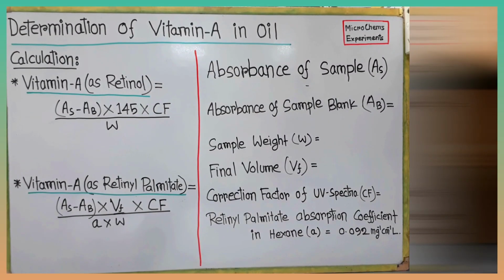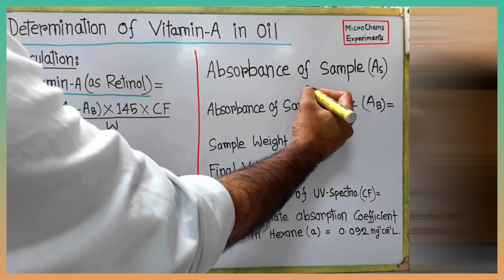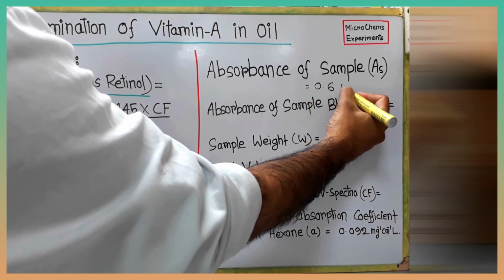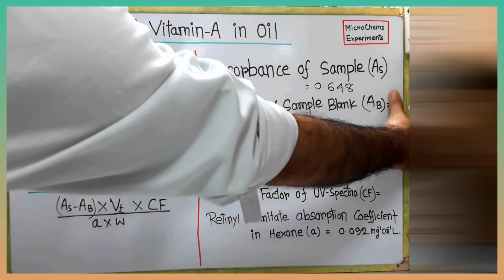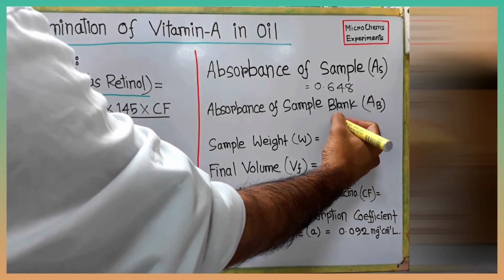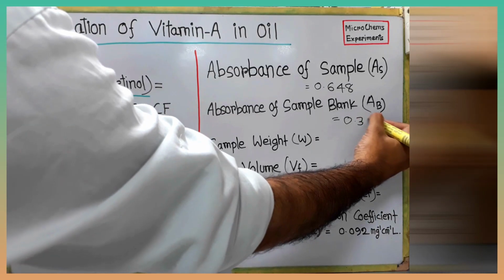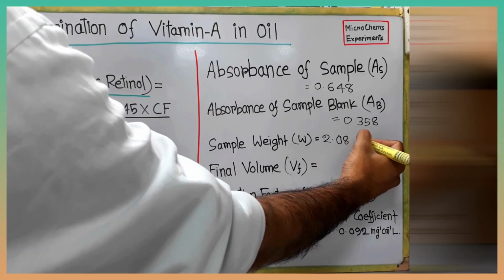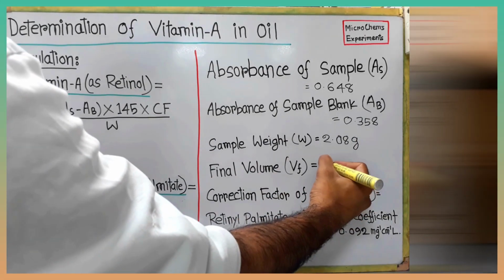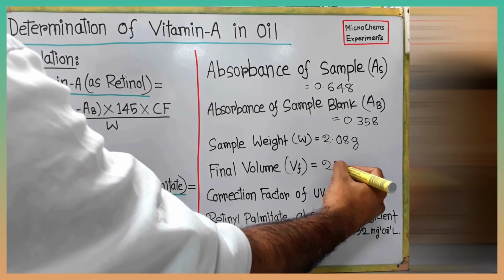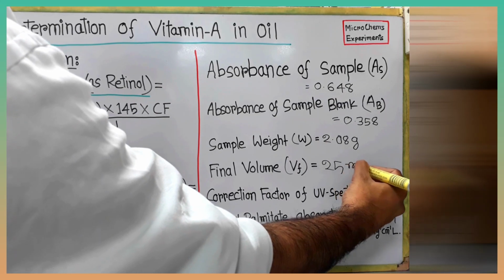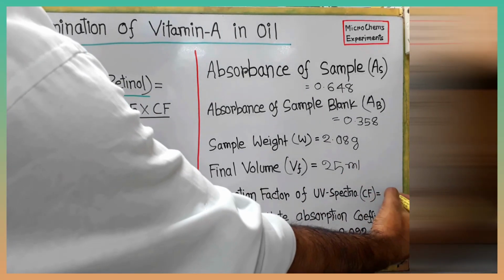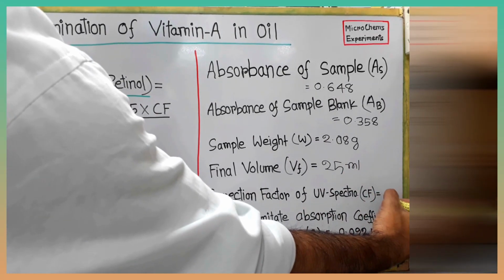At first, we will put the values in the right side of the board. Sample absorbance AS is 0.648. Absorbance of sample blank AB is 0.358. Sample weight W is 2.08 grams. We diluted our sample to make 25 ml, that's why the final volume VF is 25 ml. Correction factor of UV spectrophotometer CF is 1.